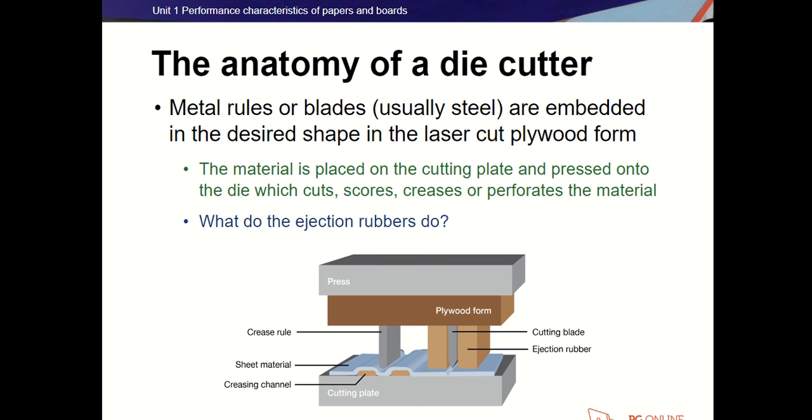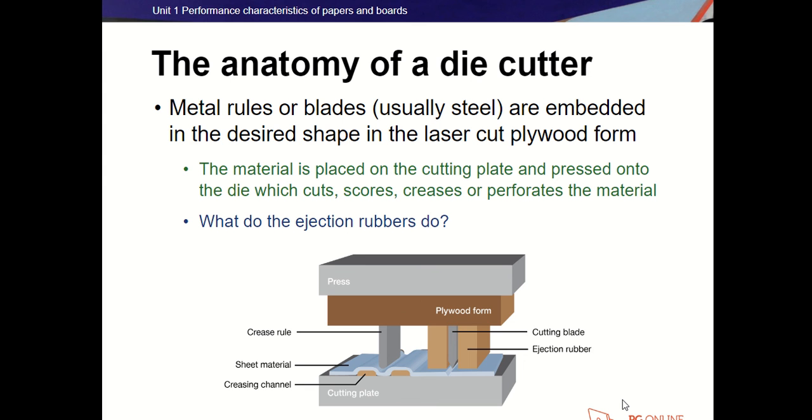So you can see how it works. Obviously, the cutting blade over here is attached to a plywood block, and then it's pressed into the material and it can be cut, or over here it could have a creaser, depending on whether it's creasing or cutting, and obviously that puts a crease into it. So it's a very simple process.